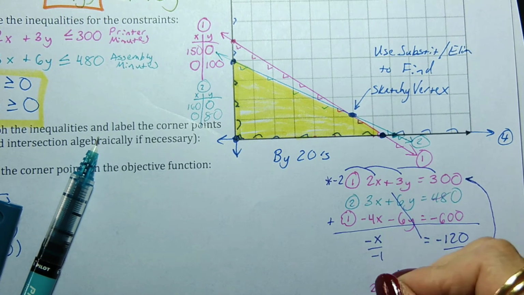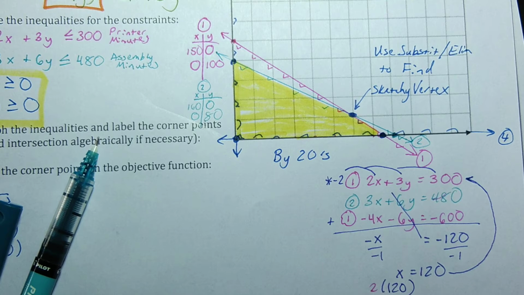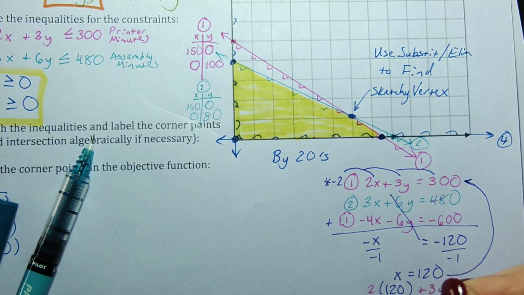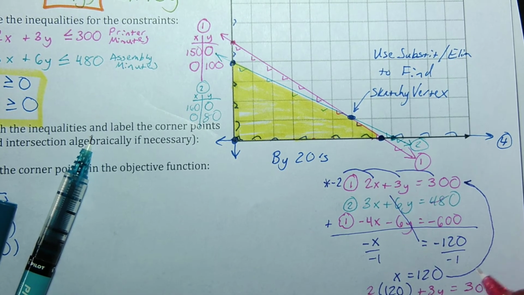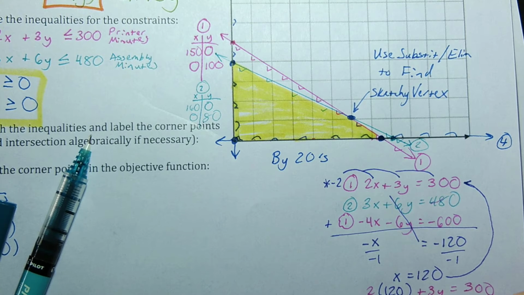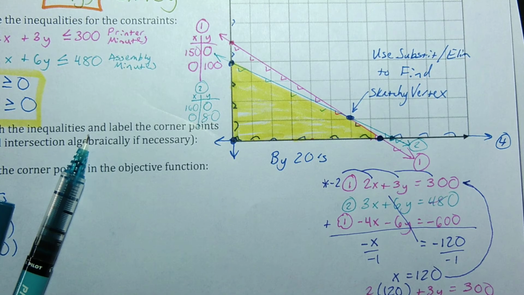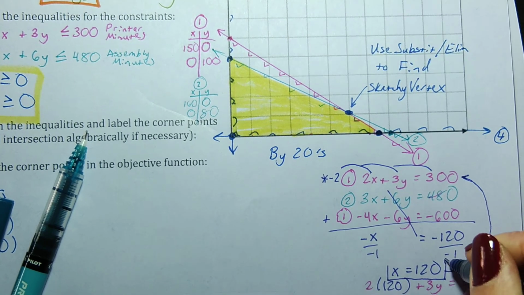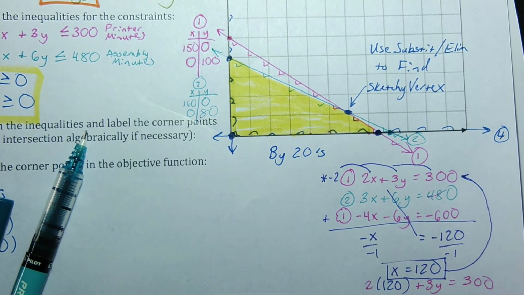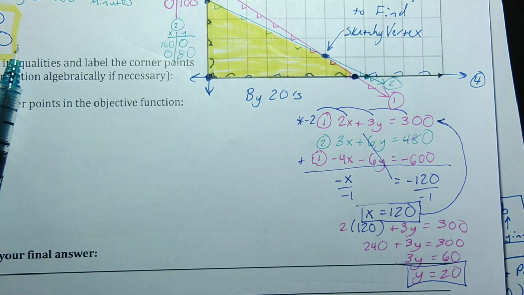So 2 times the x value of 120 plus 3y equals 300. So let's see, that's 240 plus 3y equals 300. Subtract the 240. 3y equals 60, and y equals 20. So that is our intersection point, and that's the location of that sketchy vertex.